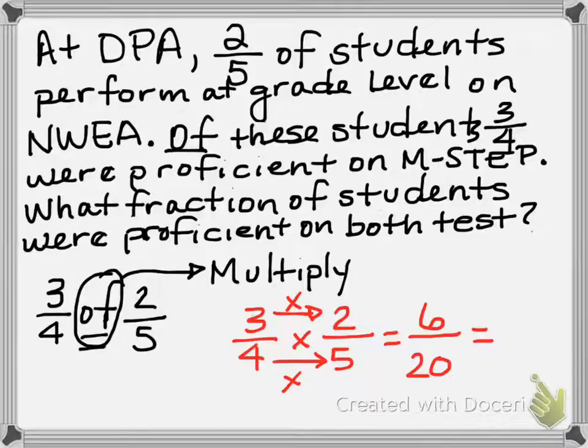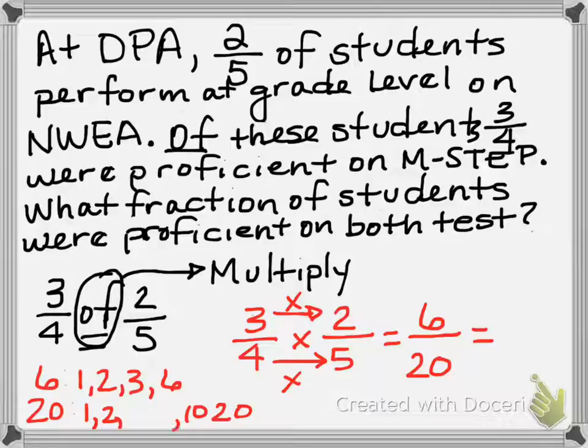6 and 20 both have a common factor. So if I look at the factors of 6, how many ways can I get 6 using multiplication? I can do 1 times 6. I can do 2 times 3. So there's all the factors of 6. If I look at the factors of 20, I can do 1 times 20. I can do 2 times 10. I can do 4 times 5. And that should be it.